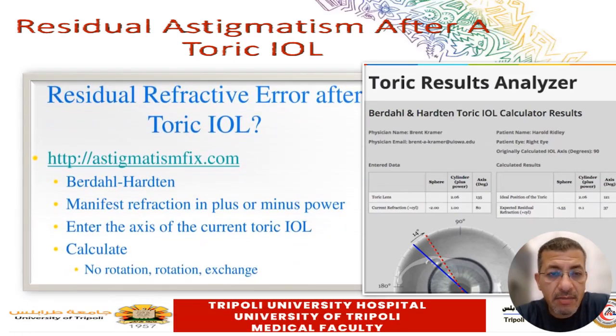There is a special online calculator known as astigmatismfix.com. You feed the system with the data you have, including the manifest refraction, and accordingly it will tell you whether you need to rotate the lens or not, so as to correct this residual astigmatism.